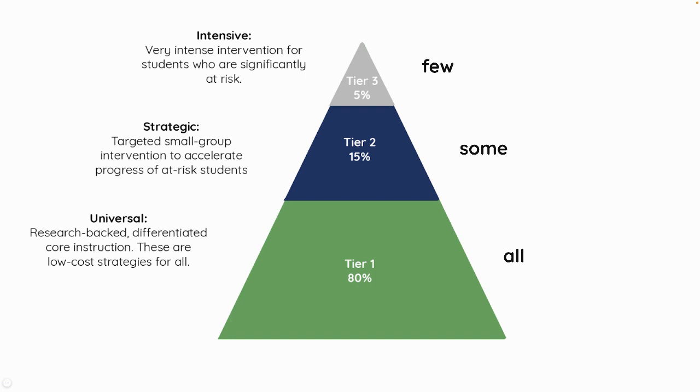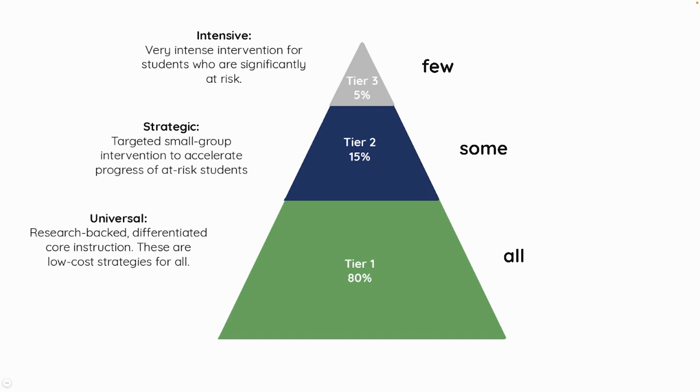Some students, though, will not reach benchmark with just this support. In this case, these students can receive Tier 2 intervention in addition to, not instead of, their Tier 1 instruction. This is a more targeted small group intervention. These students need accelerated progress. They need to move faster than their peers to catch up.